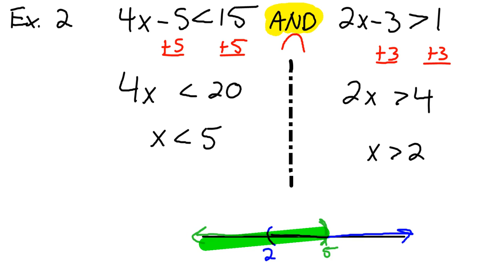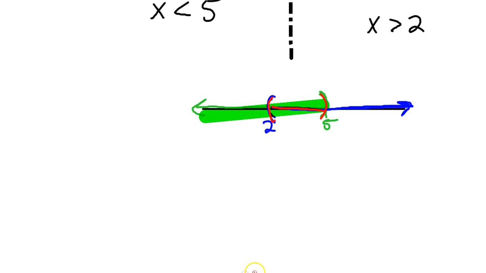So we've got the green going there, and we've got the blue going there. So where you've got the green and the blue overlap, green and blue make red, right? That's everything from here to here. So that answer would be from 2 to 5.